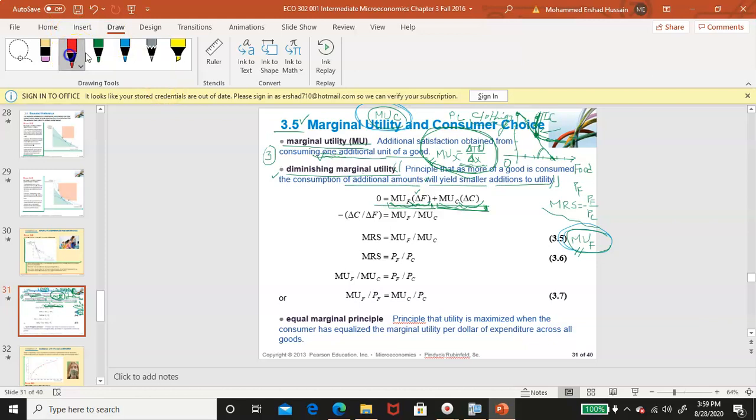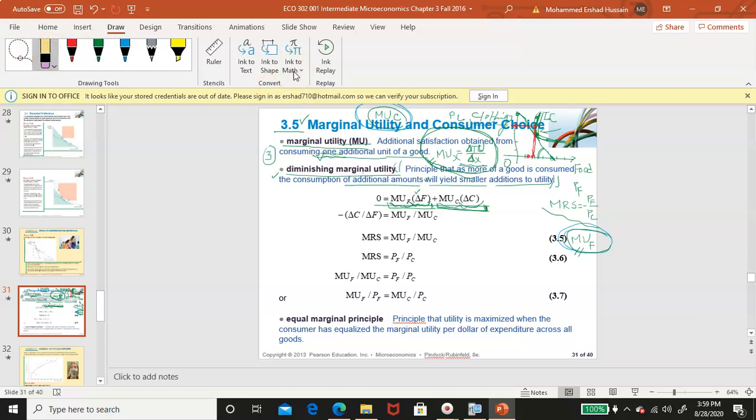So let us see what they are saying. Suppose we are here. This is our initial consumption of food, initial consumption of clothing. Then we have to go to the indifference curve, here, that one.